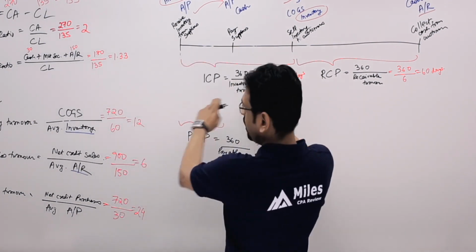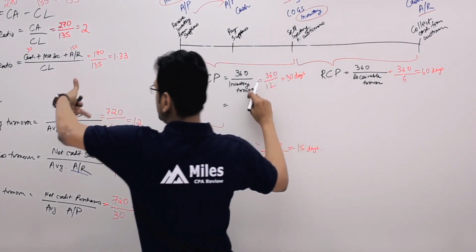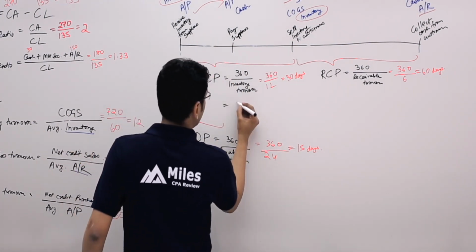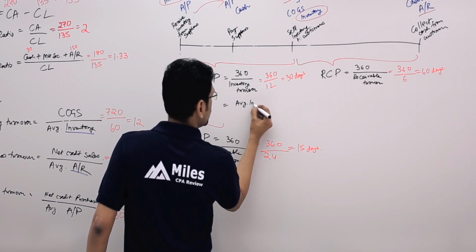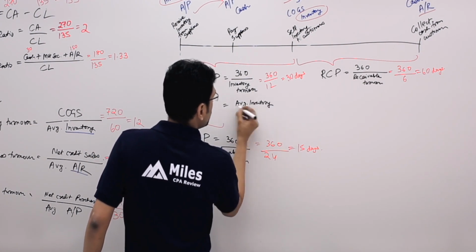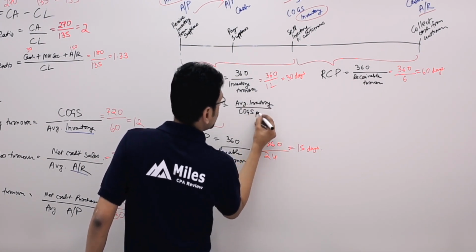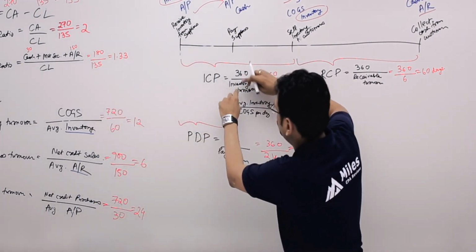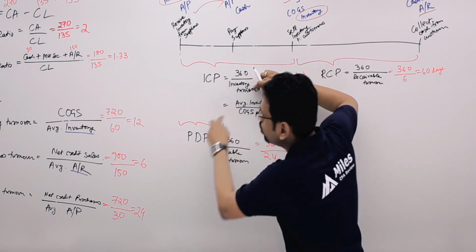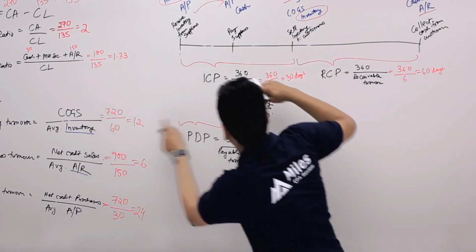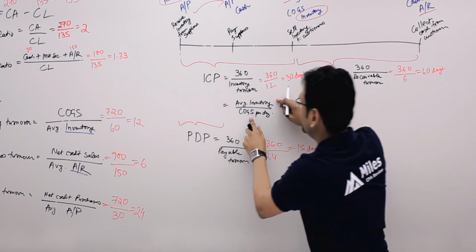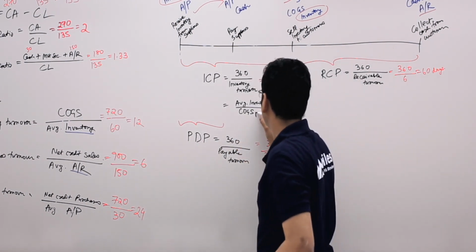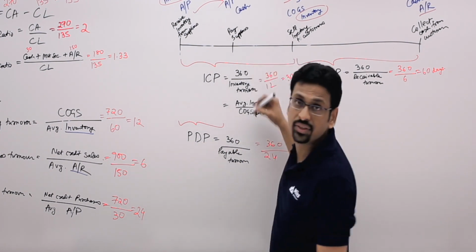this 360 by inventory turnover, I could simply turn it over. I could also say that the inventory conversion period is basically average inventory by COGS per day. I mean, if you realize, this is a reverse. So this is 360 by inventory turnover. So I'm just reversing. I'm taking average inventory as the numerator now and COGS as the denominator. So I'm doing COGS by 360 or COGS per day. So COGS per day, COGS by 360.